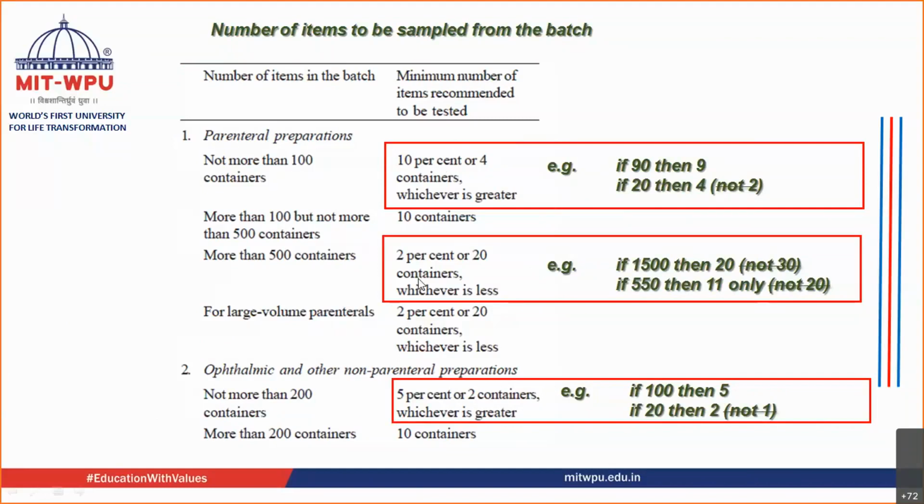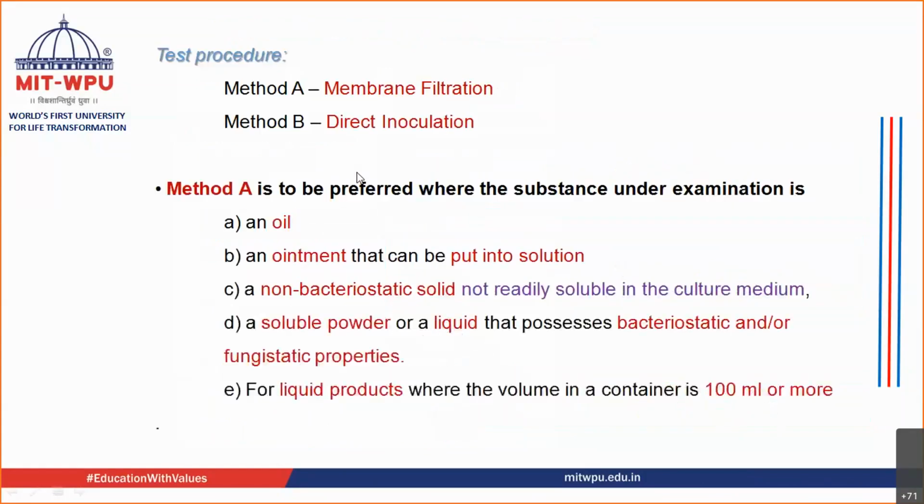But for a normal examination, you just remember that you have to sample the number of containers that are given as per your IP. So your monograph gives you the number of containers that are to be removed from the batch. That many containers you have to remove from the batch. You have to do random sampling, and these containers you now use for the further test, the test for sterility, which we are going to carry out.